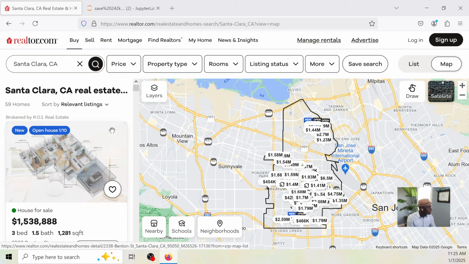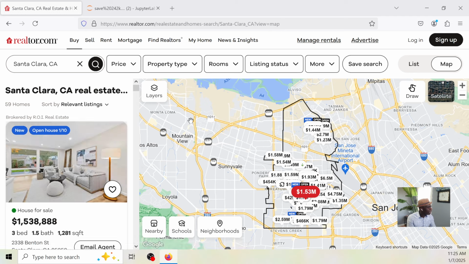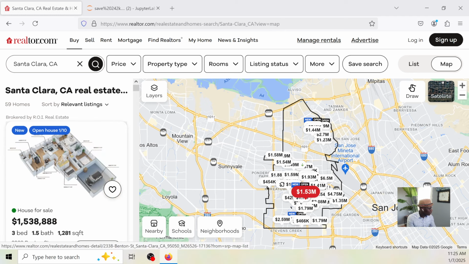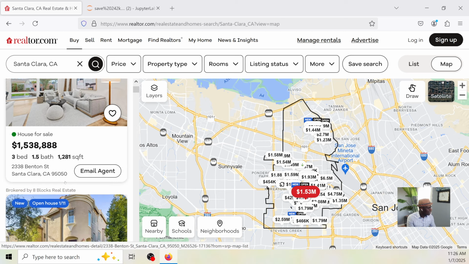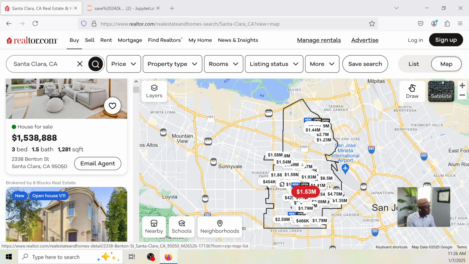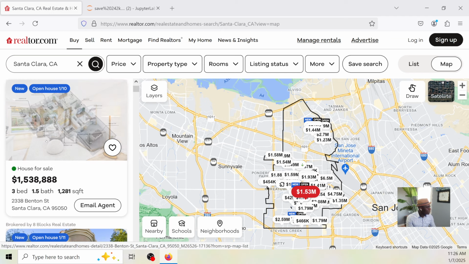So as you can see, I'm in Santa Clara, California. This first home that comes up is a 3-bed, 1.5-bath, 1,200 square feet, zip code 95050. And again, it's crucial to always look at the areas and make sure you're looking at the most recent data so that you can predict off of the future accurately. So this one, let's just take a look at this first one. It looks great.